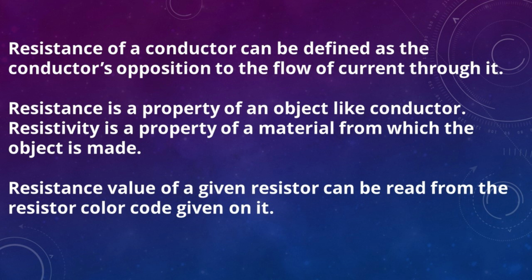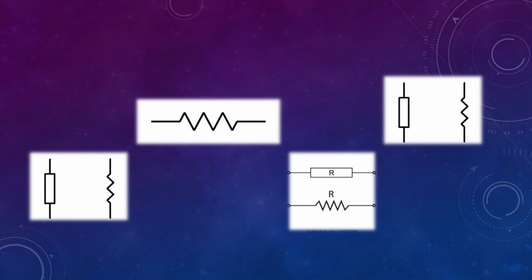Resistance of a conductor can be defined as the conductor's opposition to the flow of current through it. Resistance is a property of an object like a conductor. Resistivity is a property of the material from which the object is made. Resistance value of a given resistor can be read from the resistor color code given on it.